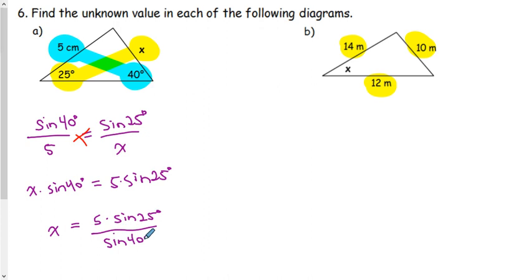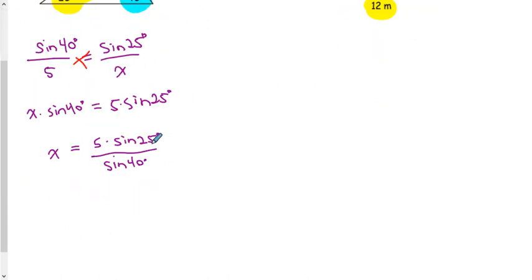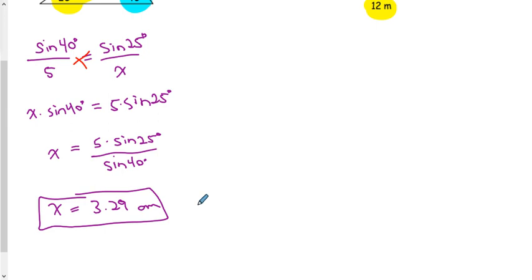Now maybe you can type all that into your calculator and that's no problem. Maybe you need to do it piece by piece. Find out what sine of 25 is, write it to 4 decimal places. Find out what sine of 40 is, write it to 4 decimal places. Okay, whatever you need to do. Writing something to 4 decimal places would be enough. So we end up with 3.29 centimeters. I'm going to work that out. Were you able to get there?